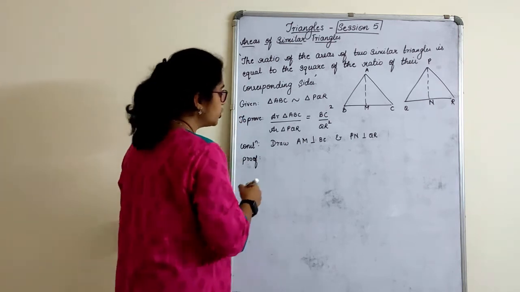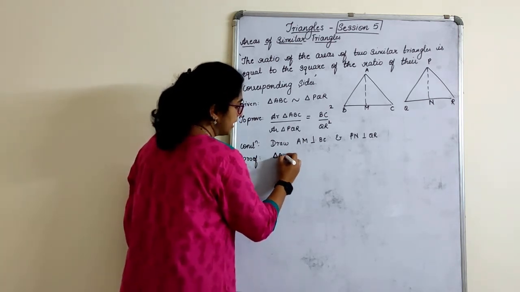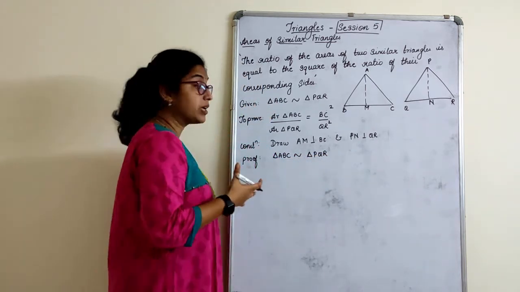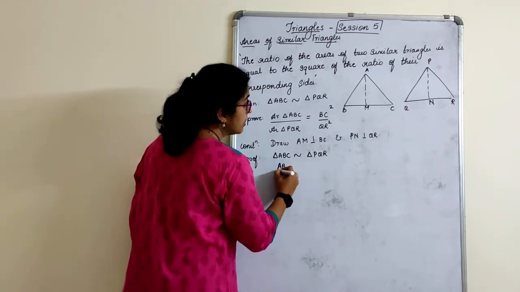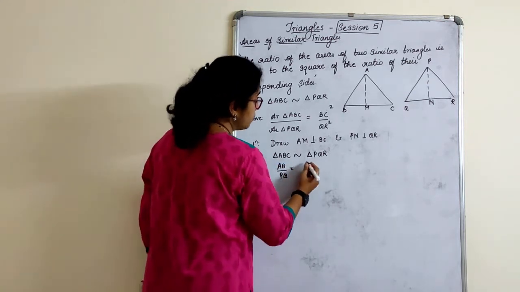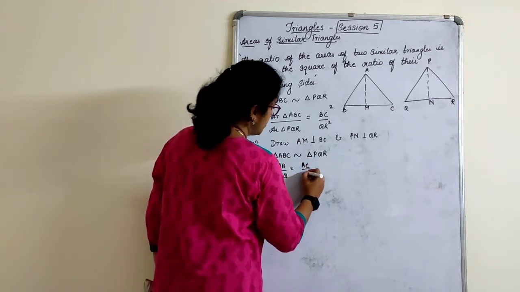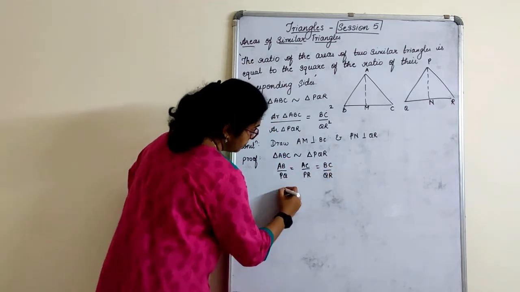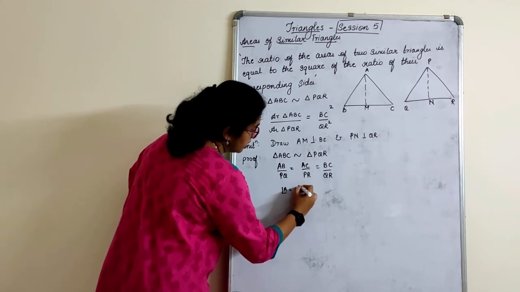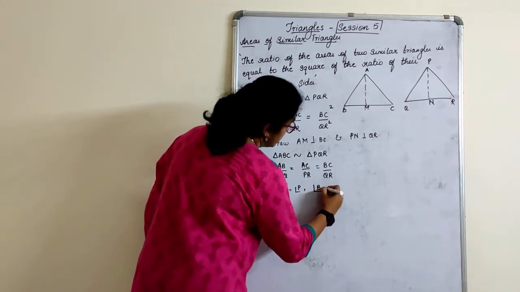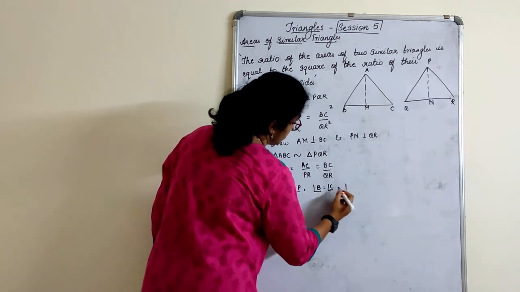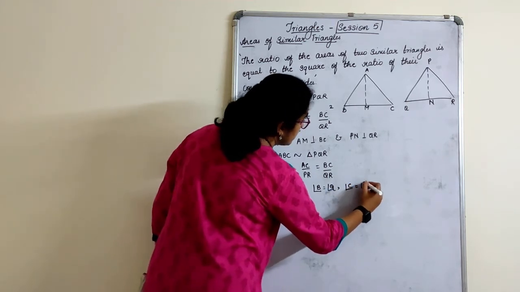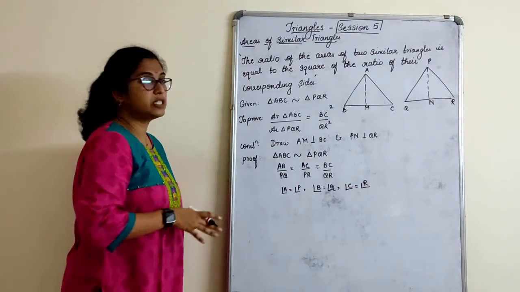In the proof, we'll first choose the triangles which are similar. Triangle ABC is similar to triangle PQR. Since they are similar, let us write their proportional sides. AB upon PQ is equal to AC upon PR is equal to BC upon QR. And angle A is equal to angle P, angle B is equal to angle Q, angle C is equal to angle R. Till this much is very clear.